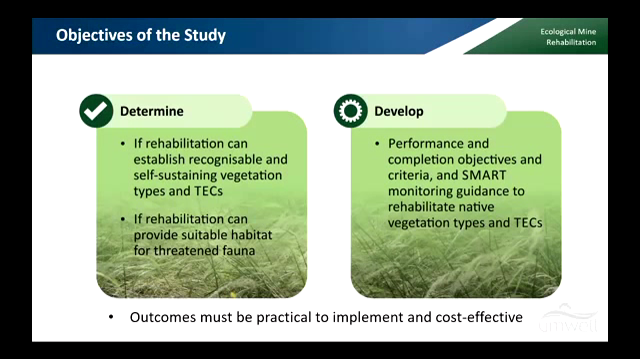In terms of our objectives, we're seeking to determine if rehabilitation can establish recognisable and self-sustaining vegetation types and TECs, and as a side issue, can it establish suitable habitat for threatened fauna? And that will be a specific subset of threatened fauna listed under the Biodiversity Conservation Act in New South Wales, and most likely woodland birds, given the time and funds that we've got. We will most likely need to focus on more detectable species.